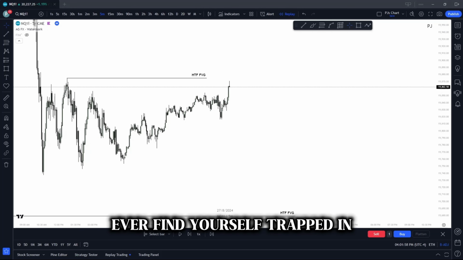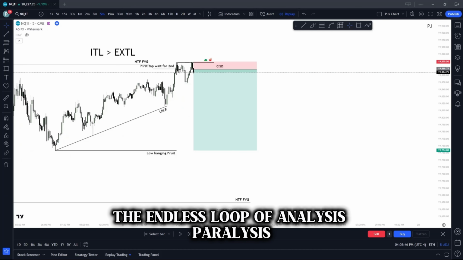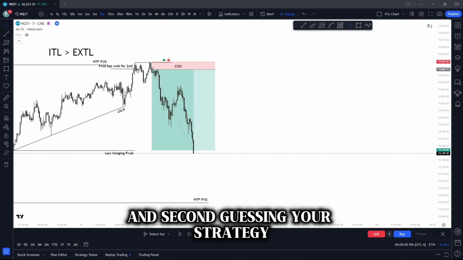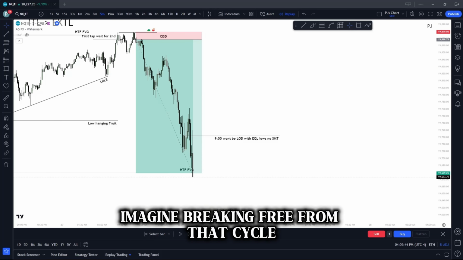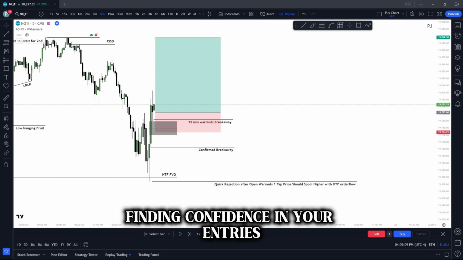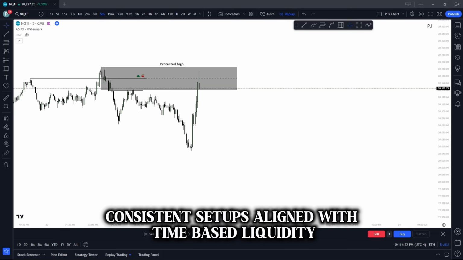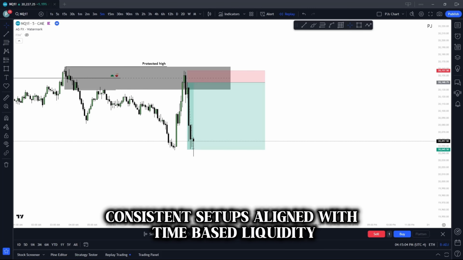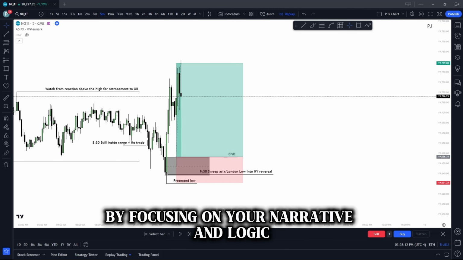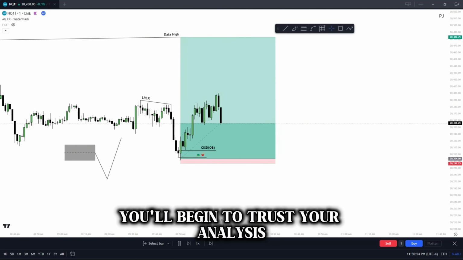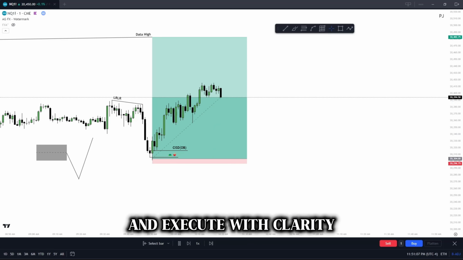Ever find yourself trapped in the endless loop of analysis paralysis, overthinking every trade and second guessing your strategy? Imagine breaking free from that cycle, finding confidence in your entries because they're not just random guesses, but precise, consistent setups aligned with time-based liquidity. By focusing on your narrative and logic, leveraging liquidity sweeps, and timing your trades with intention, you'll begin to trust your analysis and execute with clarity.